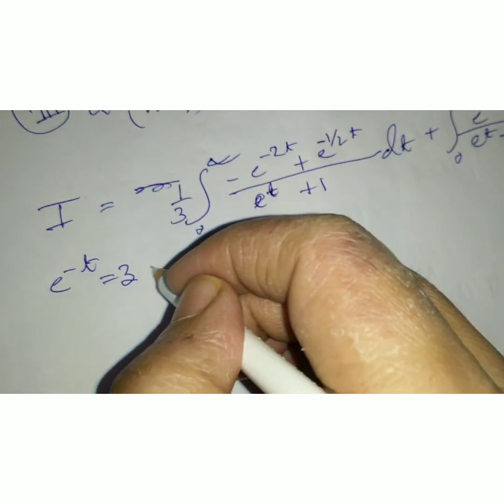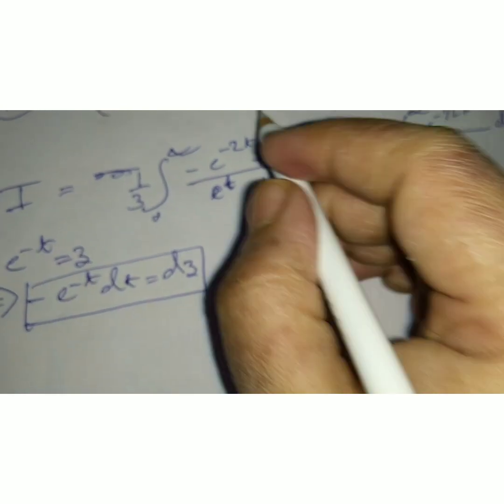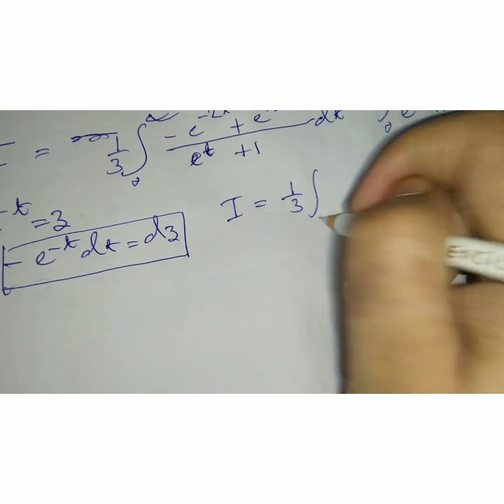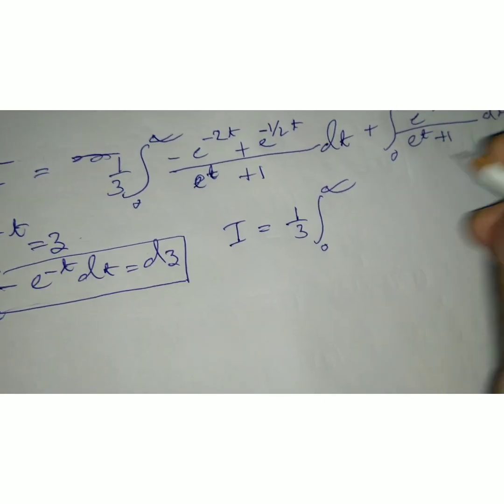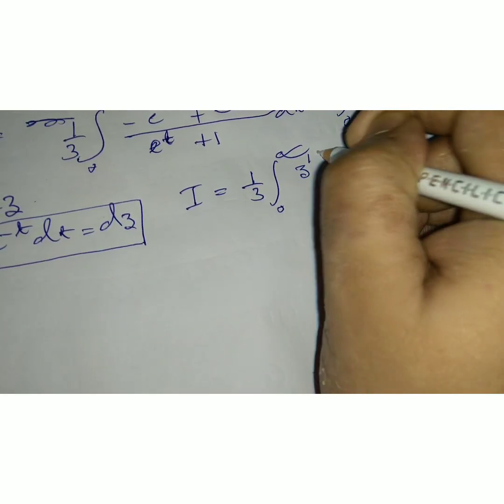Let us take minus half t, because n plus half corresponds to e to the power minus half t. Let us take e to the power minus t equal to z. If I differentiate this, I get e to the power minus t dt equal to dz. So I convert everything in this form. I is equal to 1 by 3 integral from 0 to infinity of z to the power half minus z squared.